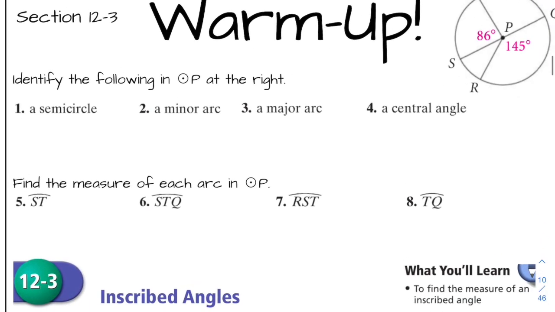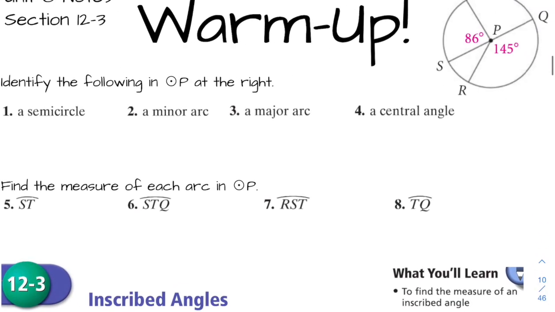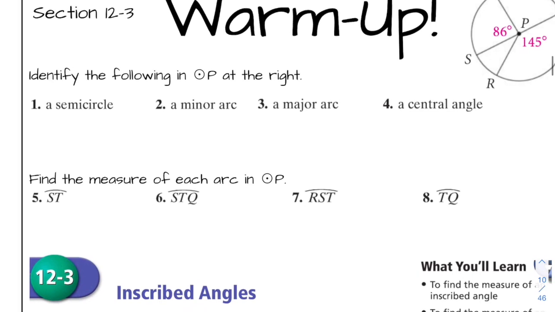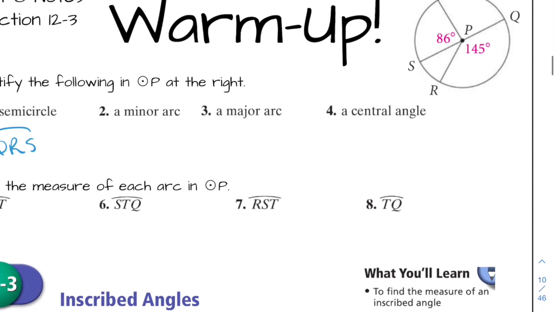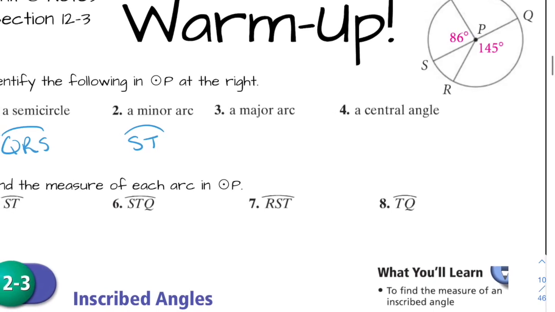We have a semicircle. We'll call that QRS, so semicircle QRS. We have a minor arc. How about ST? Because it's less than 180, where a semicircle was 180. Remember, I used 3 letters, not 2, to tell direction. QRS said go around in this direction, not around in this direction.